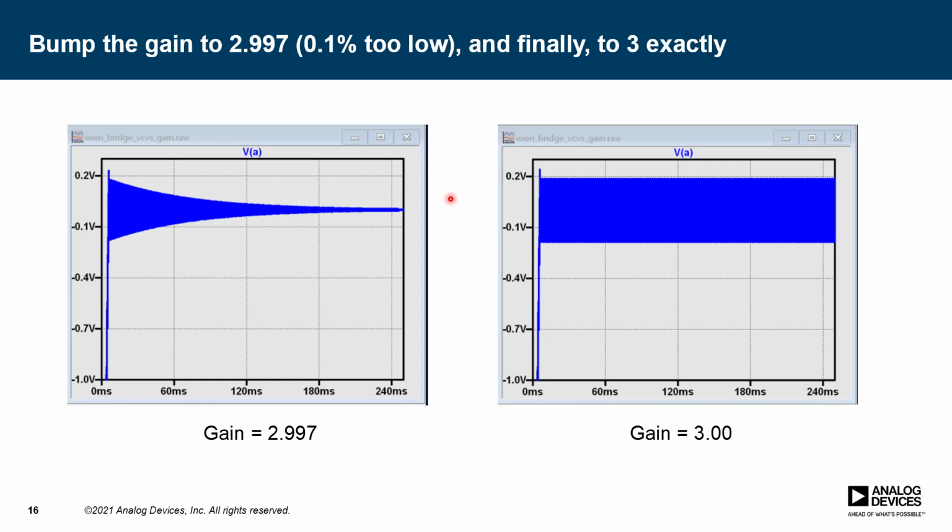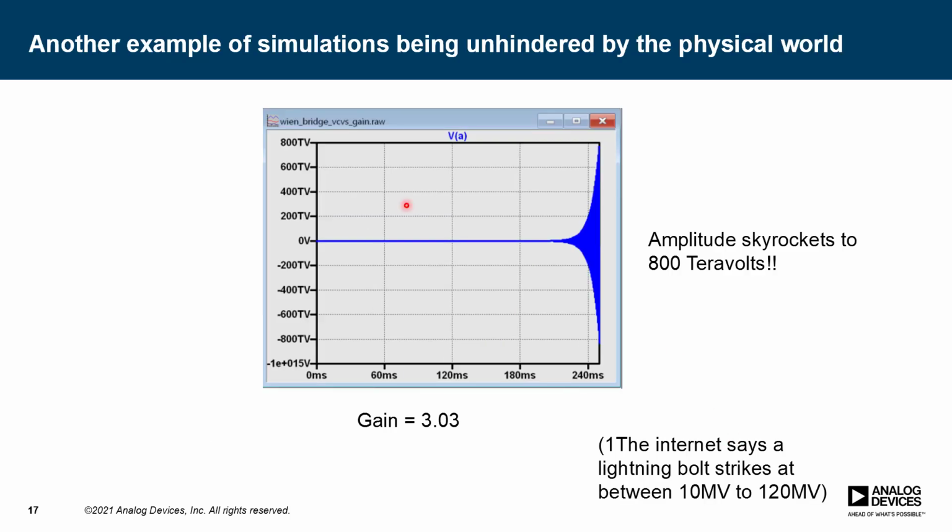And then the next question in your mind might be, if we went from a percent too low to 0.1% too low to exact, what happens if I go a percent too high? And the answer is, I very rapidly exceed the capabilities of anything you could produce in reality. After a quarter of a second, my amplitude reaches 800 teravolts, and the internet consensus is that a bolt of lightning is approximately 10 megavolts to 120 megavolts. So LTspice, or a simulator, lets me break the rules of physics and see what would happen if my gain was a little bit too high.